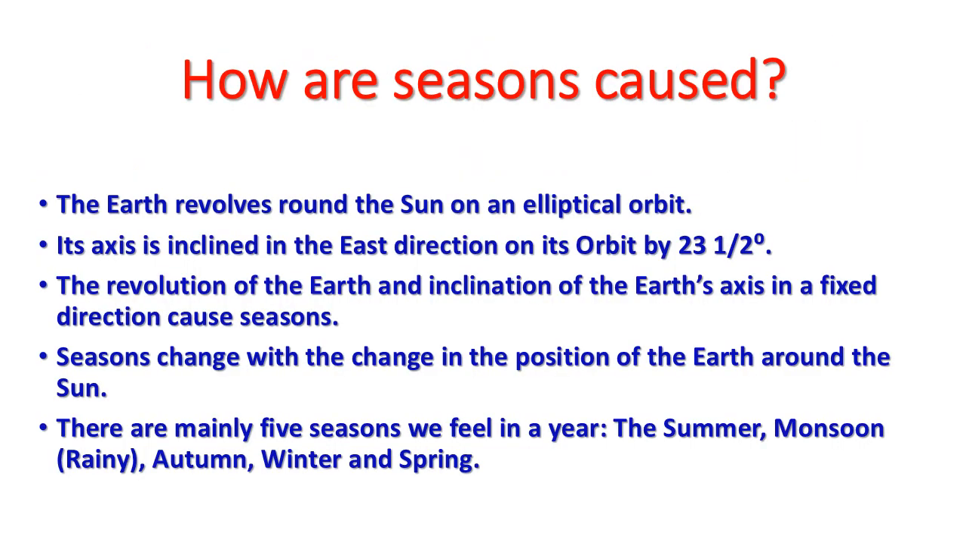Let us discuss another question. How are seasons caused? As you know that the earth revolves around the sun on an elliptical orbit and its axis is inclined in the east direction on its orbit by 23.5 degrees. The revolution of the earth and inclination of the earth's axis in a fixed direction causes seasons. Seasons change with the change in the position of the earth around the sun. There are mainly 5 seasons we feel in a year. They are summer, monsoon, that is rainy, autumn, winter and spring.